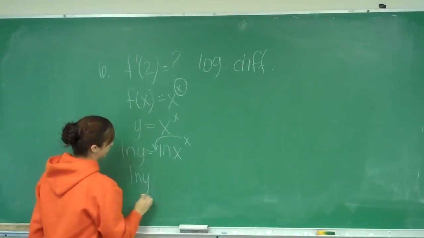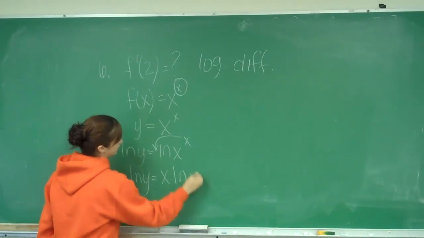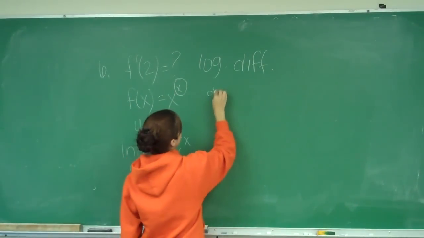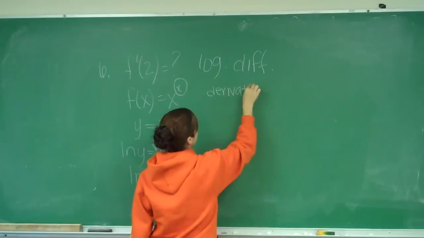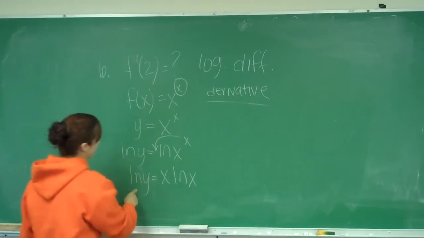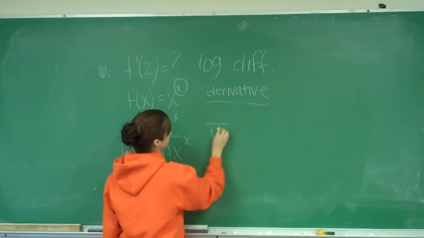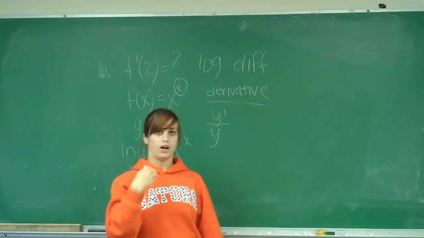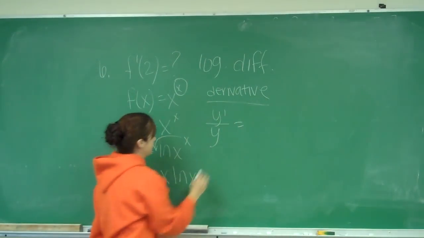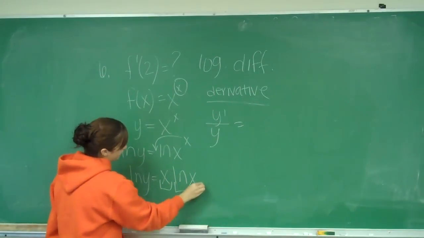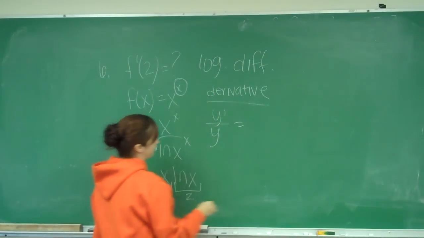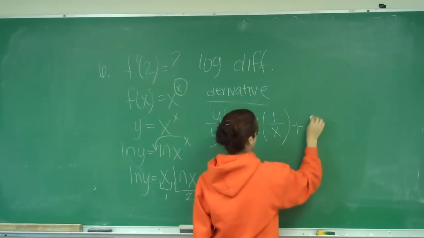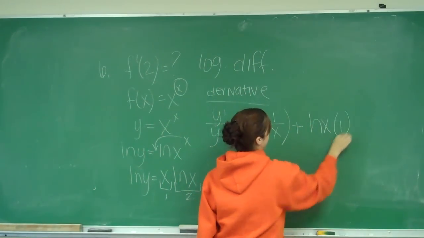So I have ln y equals x ln x. So now I'm going to take the derivative of both sides. So now take derivative. Okay, so ln of y, we know that y will be on the bottom. And then I have y prime on the top, because it's 1 over y times dy. And then on this side, I have to use product rule. So that's one function, that's my second function. So I have first times the derivative of the second, plus the second times the derivative of the first.